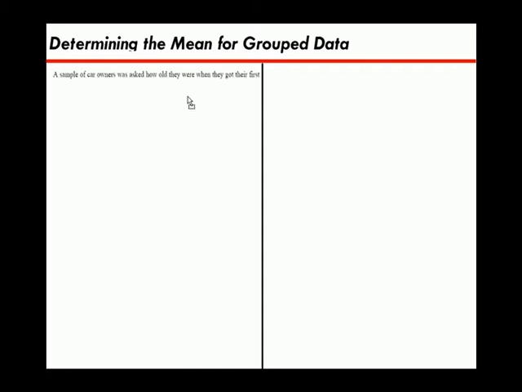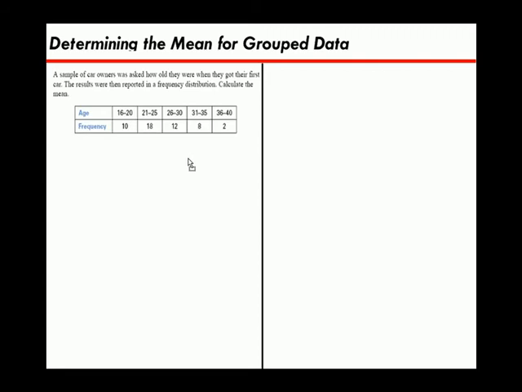A sample of car owners was asked how old they were when they got their first car. The results were then reported in a frequency distribution. Calculate the mean. And here's the table they've come up with. So you can see that they've put the age into groups between 16 and 20, 21 and 25, and so on. So 10 people were between 16 and 20 when they bought their first car, for example.